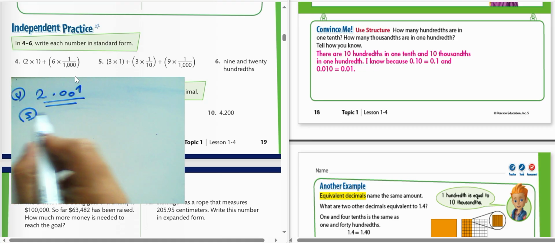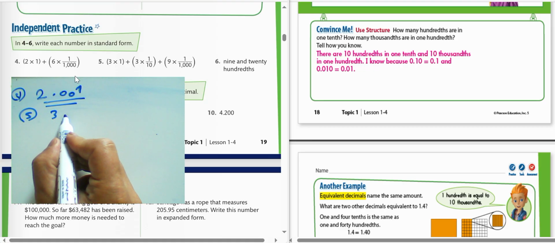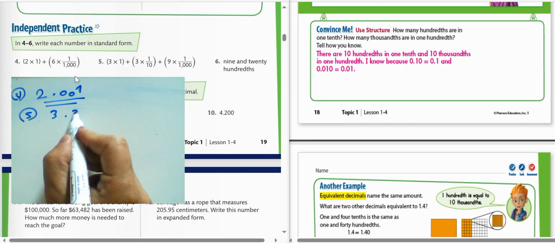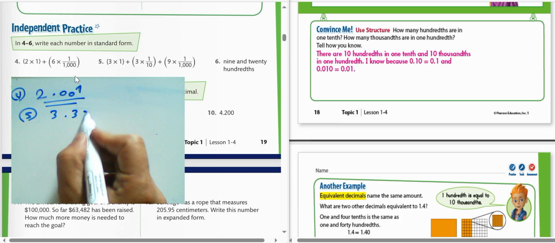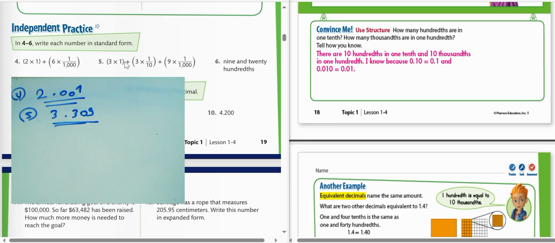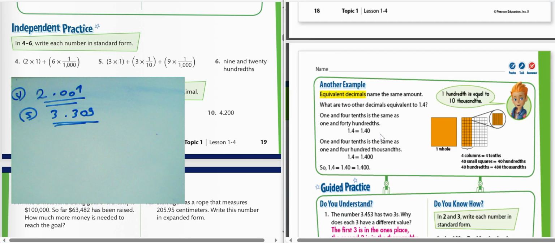Question number 5. 3 times 1 equals 3, and 3 times tens, it will be 30, and 9 in thousandths. Yes, right, 30.009. That was question number 5. Okay, solve it here, my students.